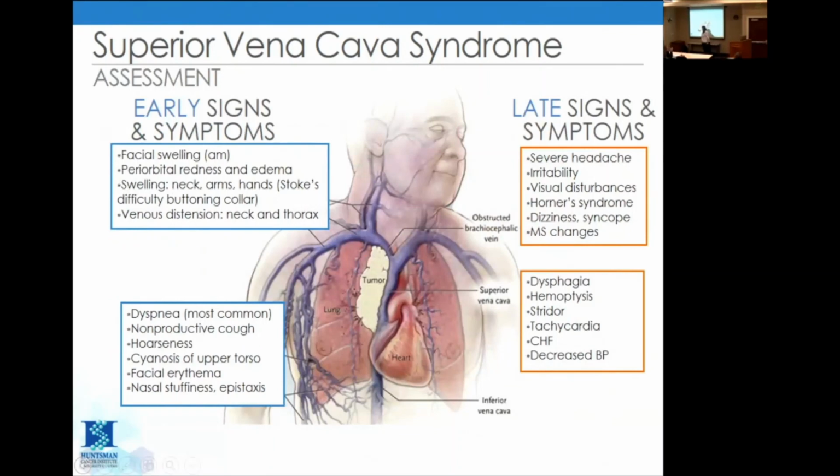Why is the cough non-productive? They're not wet, right? Your lungs aren't wet. Your airway isn't wet because are you getting enough blood to back up into the lungs? No, it's not even emptying into the heart, right? So you'll have a dry cough. You'll start getting cirrhosis because of all the pressure. Late signs, headache, visual disturbances. Horner's we're going to talk about in just a second. Dyspnea, stridor, CHF, all that because you're not getting any emptying in.